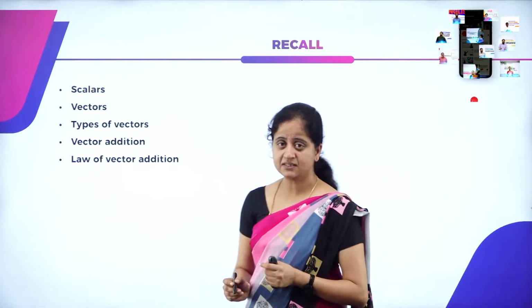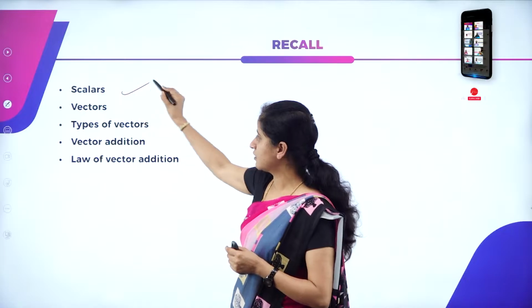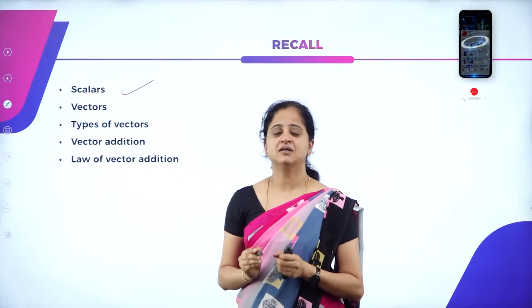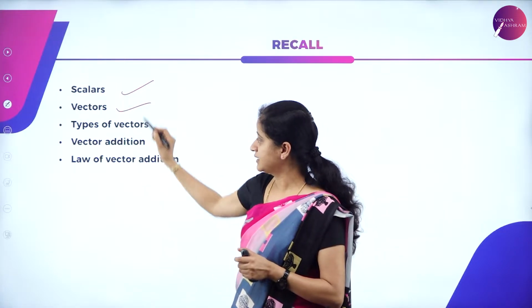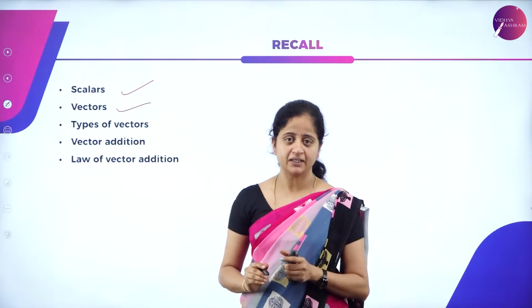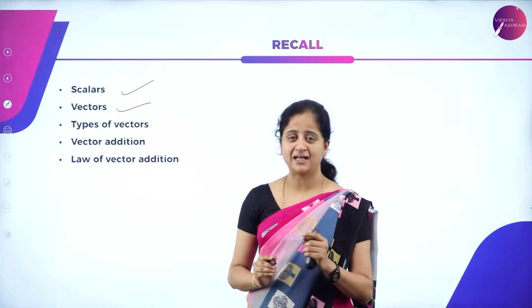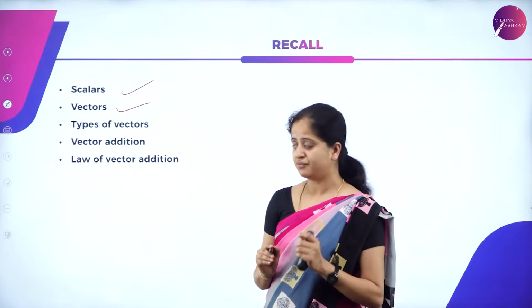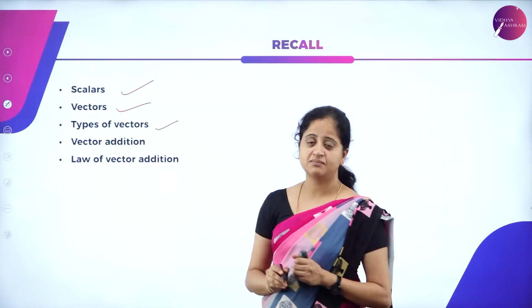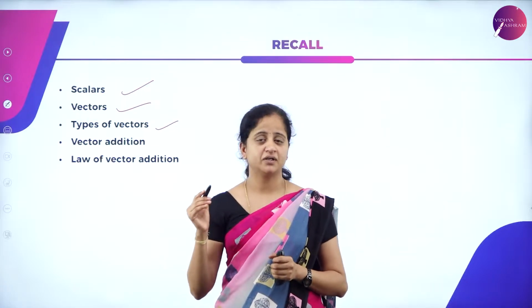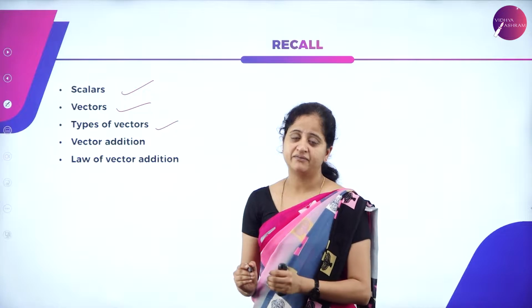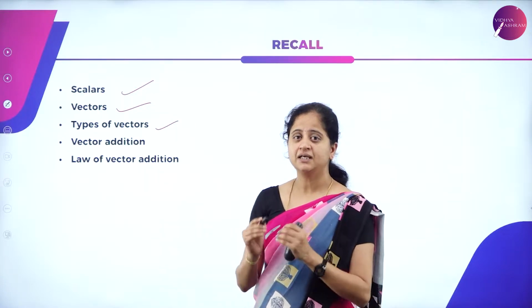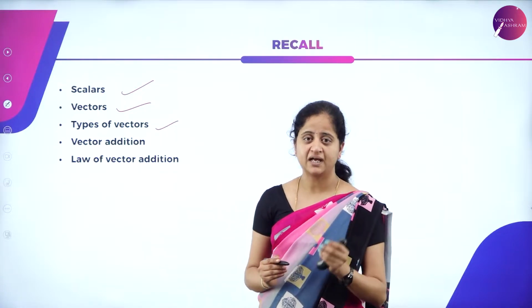We have discussed the concepts called scalars, which means any physical quantity which has only magnitude, and vectors, which means a physical quantity which has both magnitude and direction. Also we discussed the representation of vectors and the different types, such as zero vector or null vector, coplanar vector, concurrent vector, equal vectors, parallel vectors, and so on.